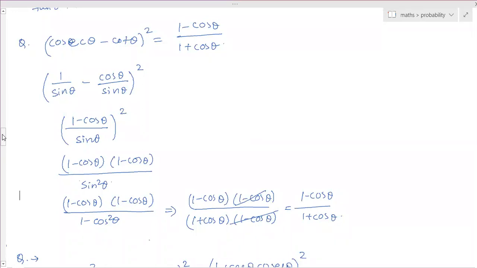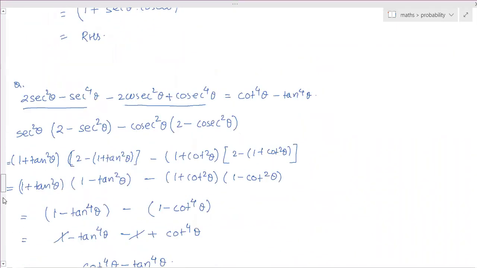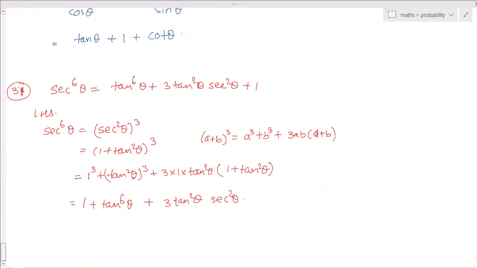Next one, anything? Which is the next one after 31? Cosec 6 theta is equal to cot. Same thing it is, just like sec to the power 6 theta is done. Exactly the same way.